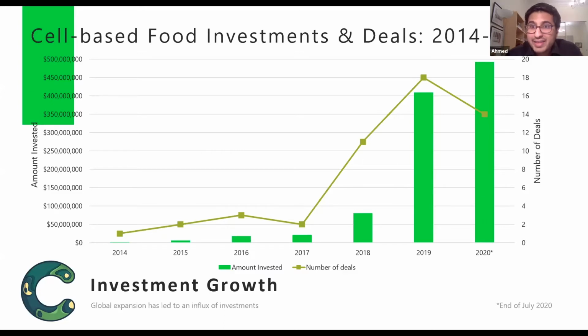I do want to add that this chart and graph does not include the company Just because it is unclear how much of their funding has gone towards the cell agriculture department. And the last company included in this end of July chart was New Age Meat's extended seed round.